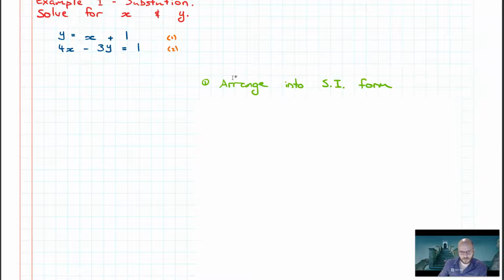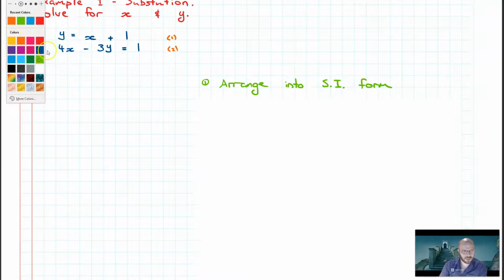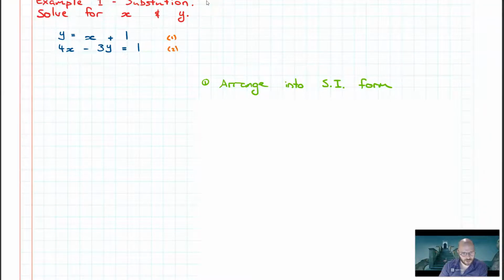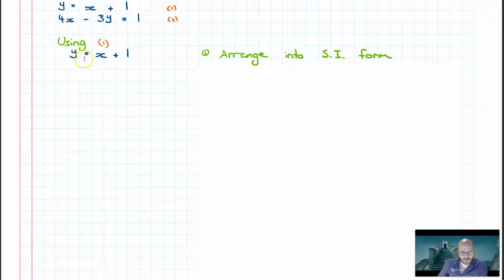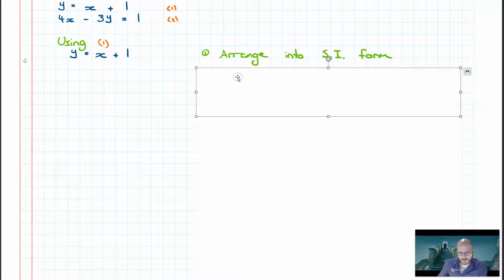For the first step, what we need to do is pick one of the equations and rearrange it in slope-intercept form. In this instance, I'm going to pick equation 1. Writing this out, I get y equals x plus 1, and what you notice is that this equation is already in slope-intercept form, so it makes our job pretty easy here. Okay, step 1 done. Step 2.